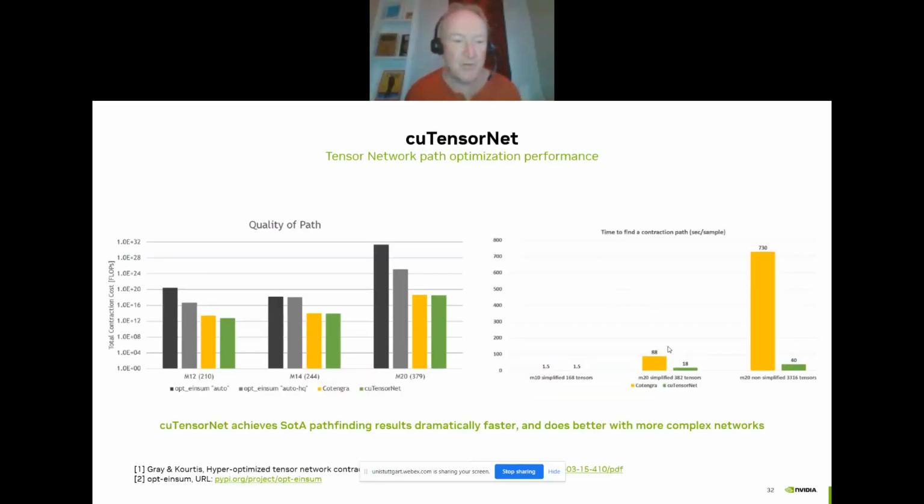And looking at some of the results of this now, compared to some of the other leading techniques and packages available, we're getting over here like 730 times more speedup over other approaches to realizing the same contraction.